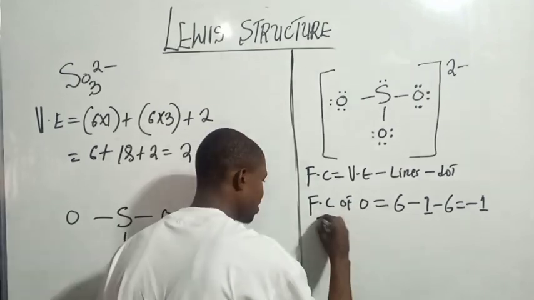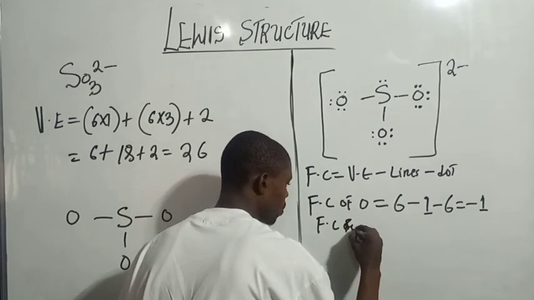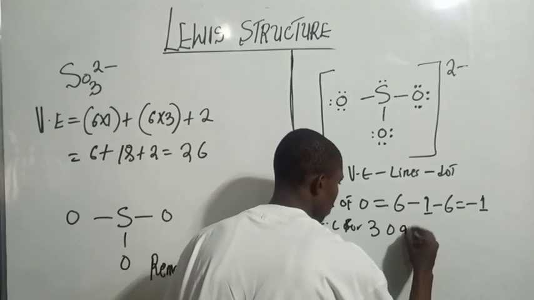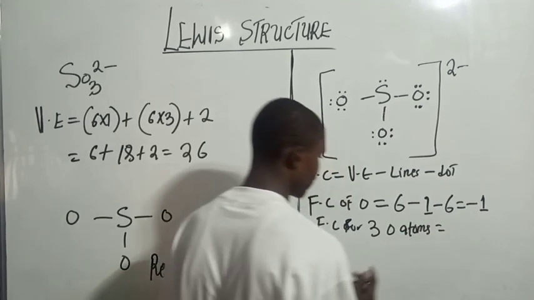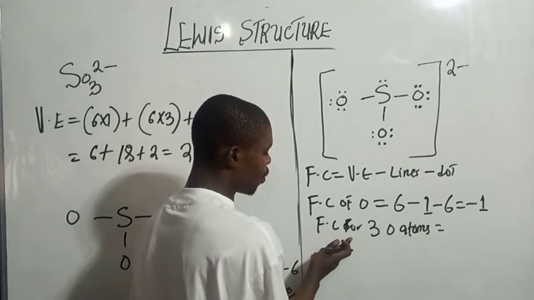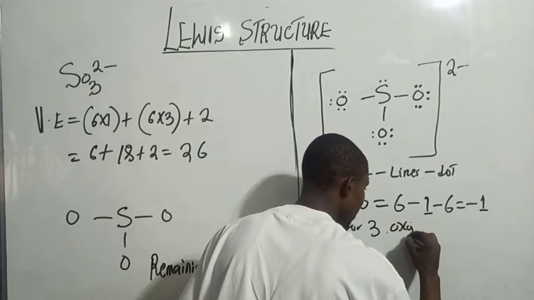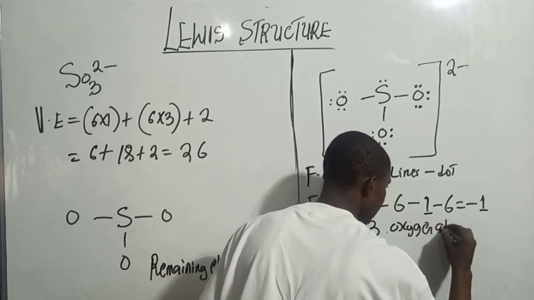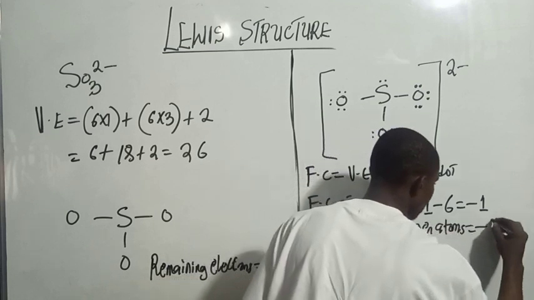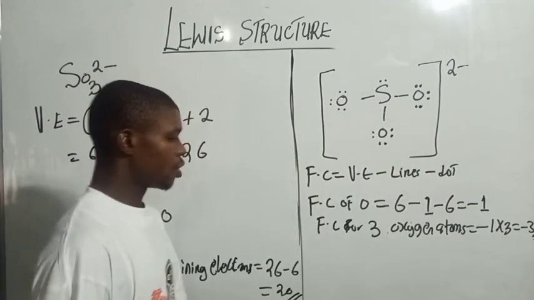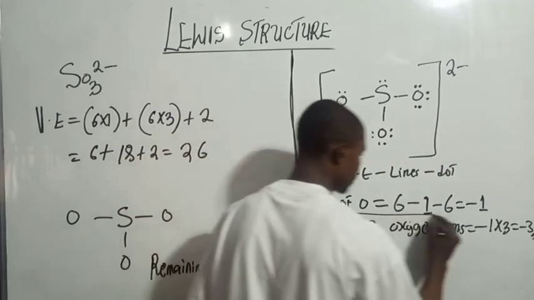So the formal charge for the 3 oxygen atoms is going to be minus 1 times 3, which is minus 3. Right? So you have to take note of this one here.